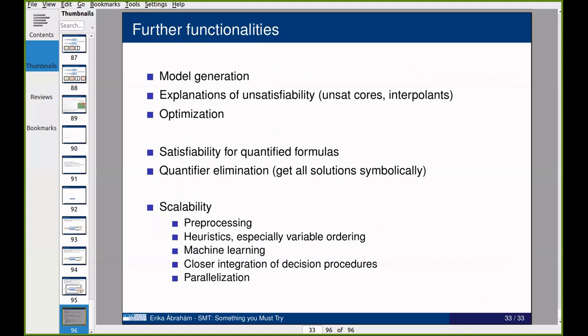And there are some other issues where interesting developments take place, like optimization. Some theories are supported, some not. Machine learning to have heuristics, quantifier formulas, quantifier elimination. All those are research areas where research is going on. So as I said, if you want to submit a paper to those conferences when you do not know what to do, there are a lot of open problems.